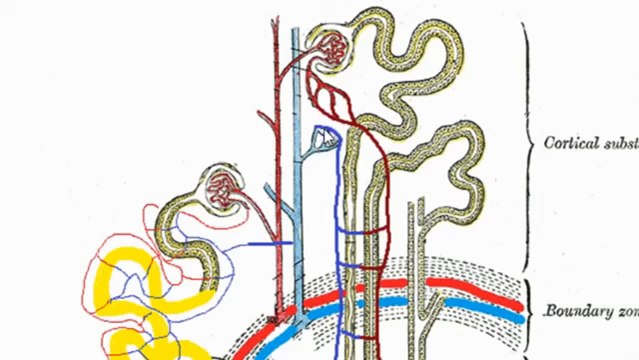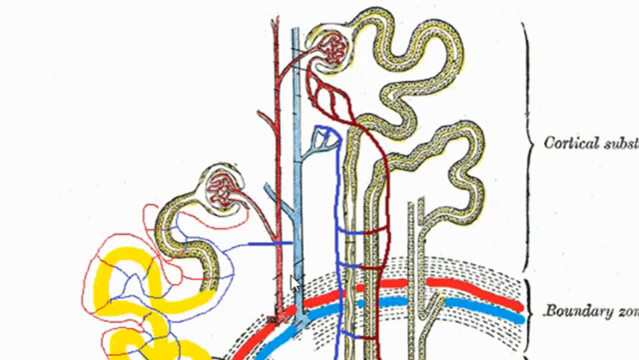And then the vasa recta drain back into the interlobular vein, and then the interlobular vein drains into the arcuate vein. The arcuate vein drains into the interlobar vein. Remember, that runs down the side of the medullary pyramid, and the interlobar vein drains into the renal vein.